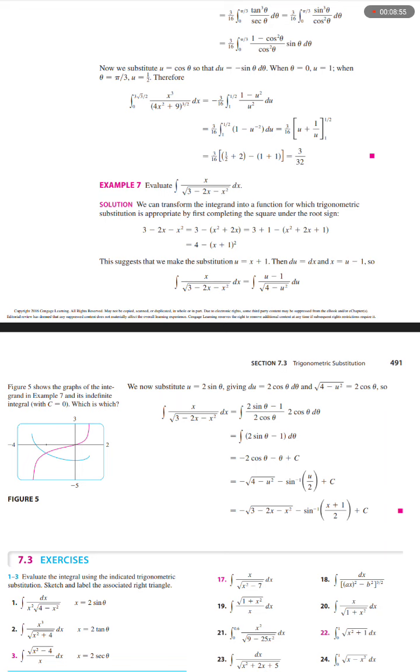And the integral of (2 sine theta minus 1) d theta equals negative 2 cosine theta minus theta plus C, equals negative the square root of 4 minus u squared minus the inverse sine of u over 2 plus C, equals negative the square root of 3 minus 2x minus x squared minus the inverse sine of (x plus 1) over 2 plus C.